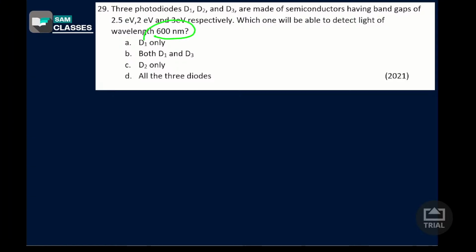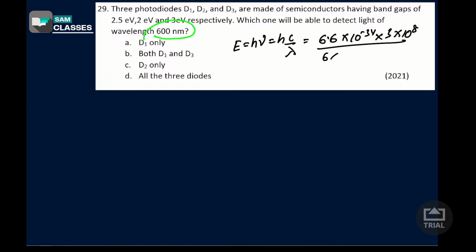Now something we have to do with this. They gave us 600 nanometer for some reason. Convert it into energy form. How much energy will it be? E is equal to h nu or hc by lambda. We all know, we have learned dual nature. So put h as 6.6 into 10 power minus 34, c as 3 into 10 power 8, and lambda is 6 into 10 power minus 7, since 600 nanometer means 600 into 10 power minus 9. And if I want to convert into electron volt, I'll divide by the charge of the electron. So after doing all that, I got 2.06 electron volt. Now the incident radiation that is coming to it is 2.06 electron volt.